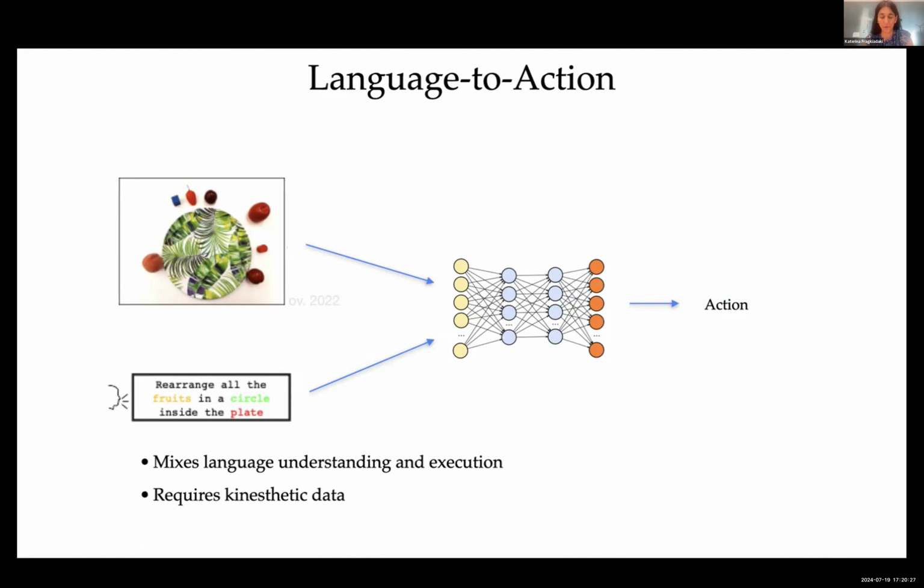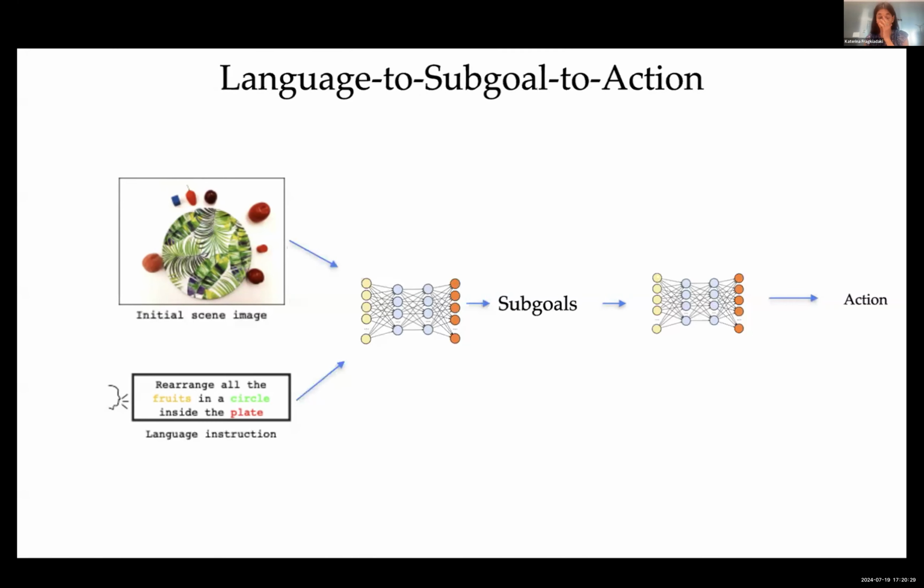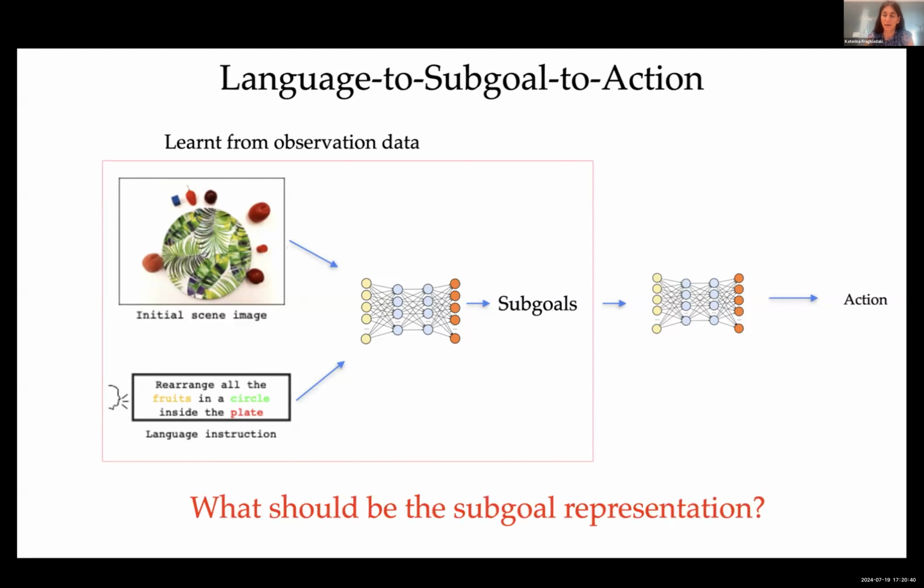So we've been trying to think the following question. Can we go from language and image to some sort of sub-goal that we can train only from observation data, only from videos, and then going from sub-goal to actions, only learn the second part from kinesthetic demonstrations. You see, we have two neural networks. So the first one on the left will be learned from observation data. Only the second part will be learned from kinesthetic data. And the question is, what should be this sub-goal representation?